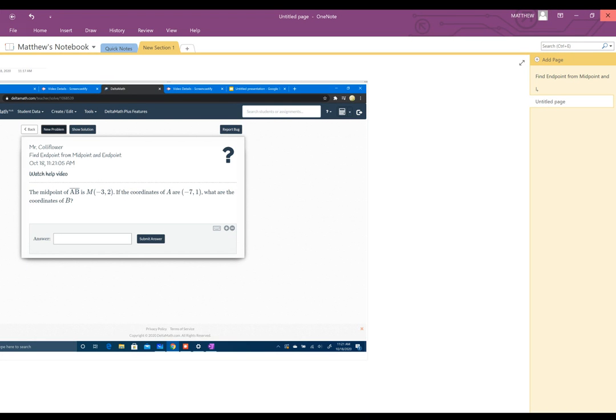The first thing I want to do is set the values of the given points equal to something that I can use for the midpoint formula. So I know that M, my midpoint, is (-3, 2). So I'm going to set those values equal to x and y so that later I can use the midpoint formula.